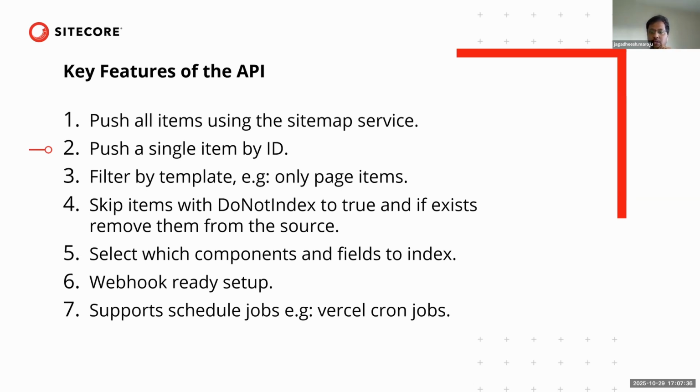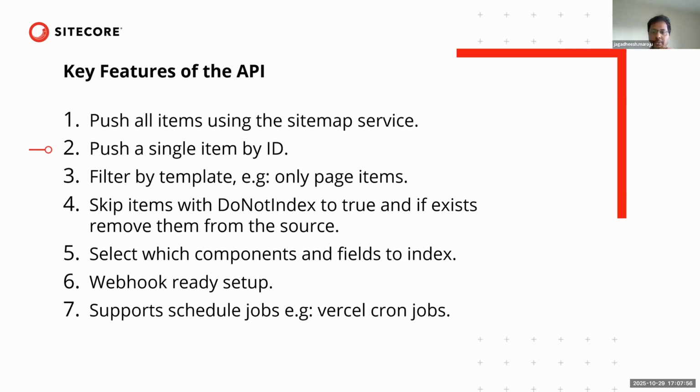It can also push an item by ID. Let's say a content author publishes a page, I can instantly index just that page without touching anything else. I just call that API with a single item by providing a Sitecore item ID, and that takes care of pushing all of its content to Coveo.